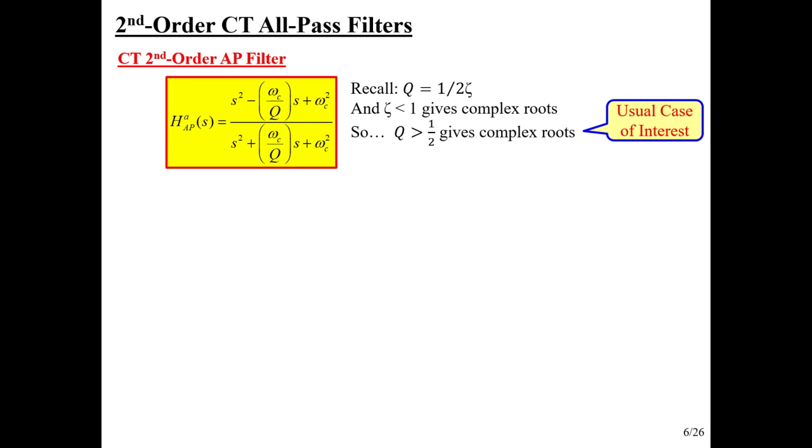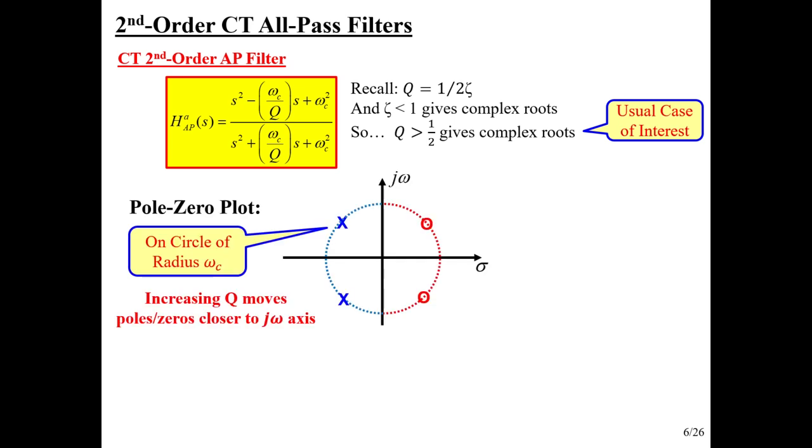All right, well, that's first order. Let's look at second order. And so what we're going to do is start with our standard form for the quadratic denominator polynomial, recalling how Q and zeta are related to each other. We covered those in a previous note set, a couple note sets back. We remember that zeta less than 1 gives us complex roots, and we can use those two things together to establish that Q greater than a half gives complex roots. And that's the usual case of interest here, but not necessarily set in stone, but that's the scenario that we're mostly going to look at.